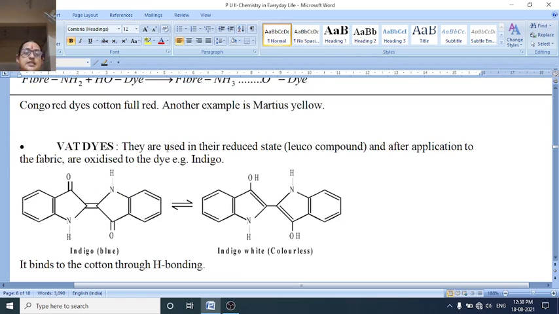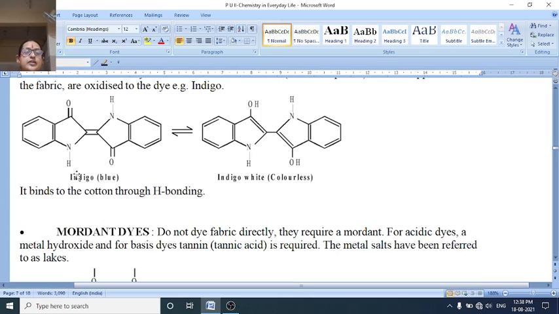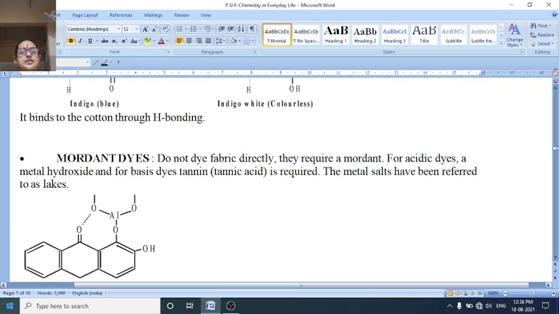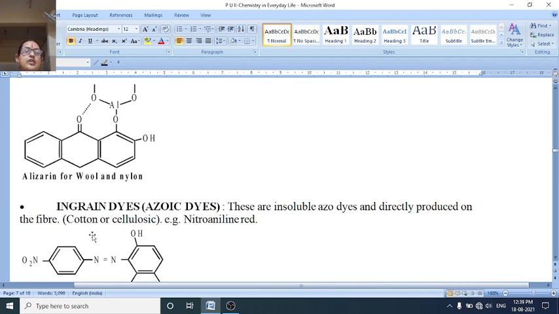Next is vat dyes. They are used in their reduced state and after application the fabric is oxidized to the dye. For example, indigo. Indigo blue converts into indigo white, that is colorless. It binds to the cotton through hydrogen bonding. Next is mordant dyes. These do not dye fabric directly, they require a mordant. For acidic dyes, a metal hydroxide, and for basic dyes, tannin is required. The metal salts have been referred to as lakes.